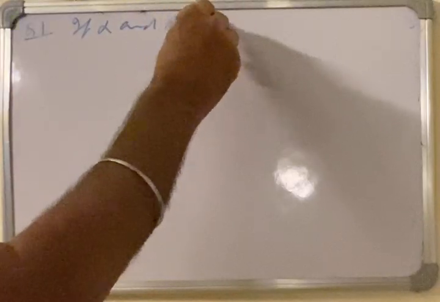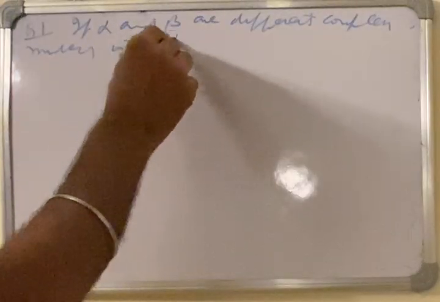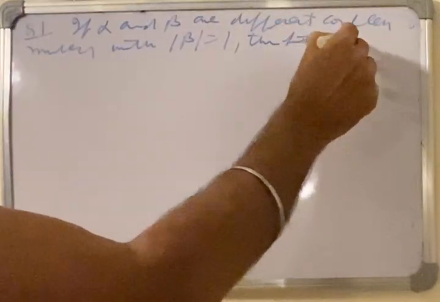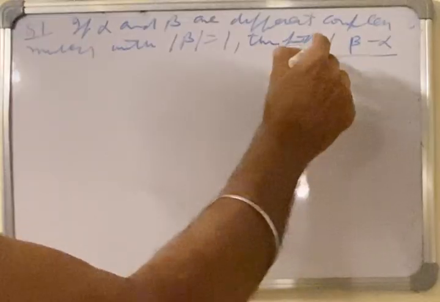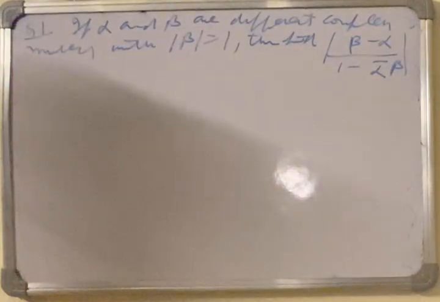First question: if alpha and beta are different complex numbers with mod beta equal to 1, then find the absolute value of (beta minus alpha) over (1 minus conjugate of alpha into beta). Solution.